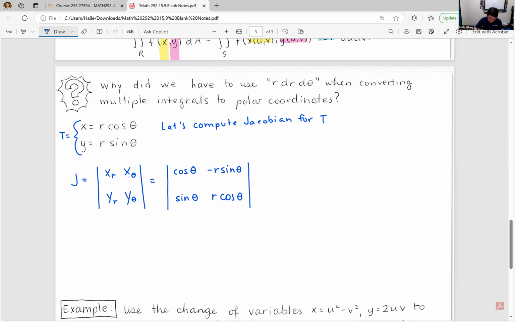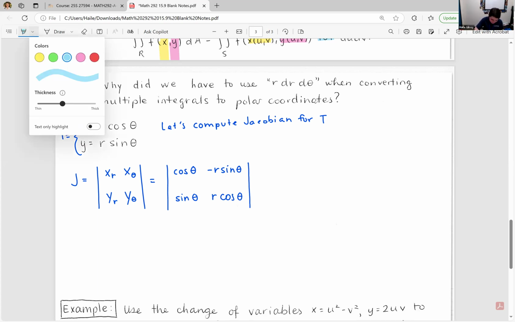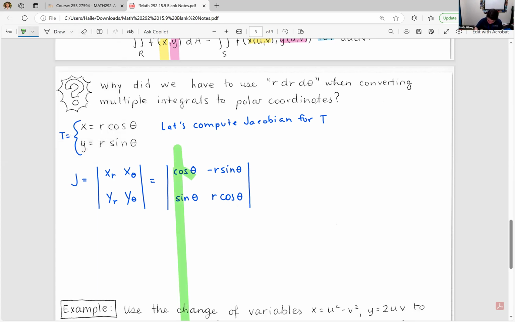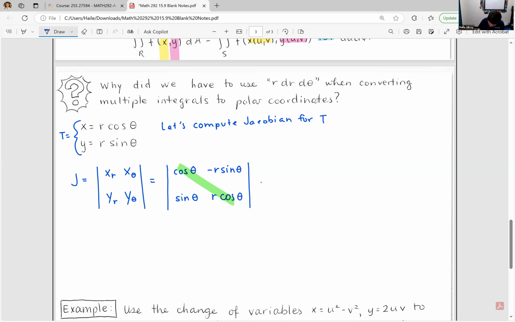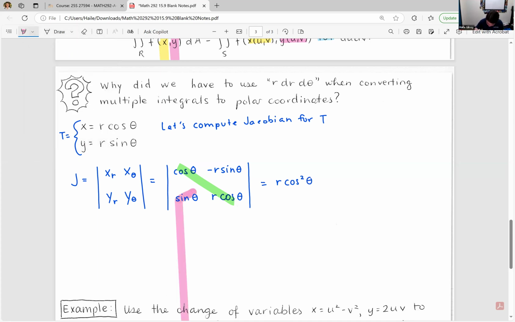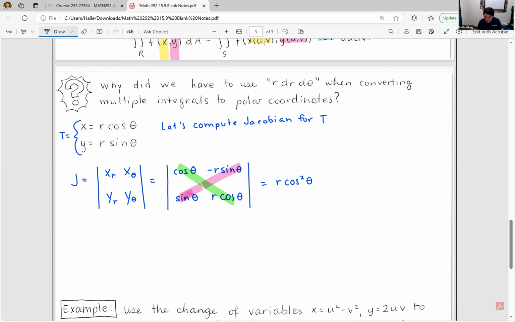So first things first, I'm going to do the forward diagonal. So cosine of theta times r cosine of theta, which gives me r times cosine squared of theta. And then we've got sine of theta times negative r sine of theta. So that's going to give me negative r sine squared of theta, but I'm subtracting it. So that's going to be plus r sine squared of theta.